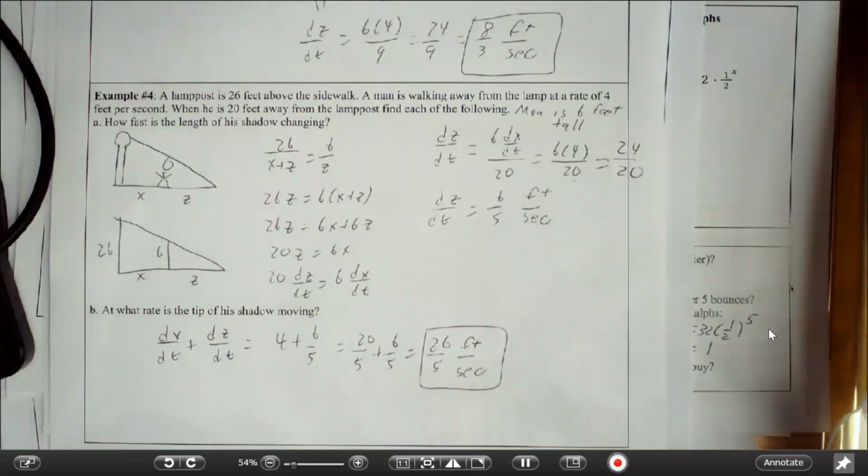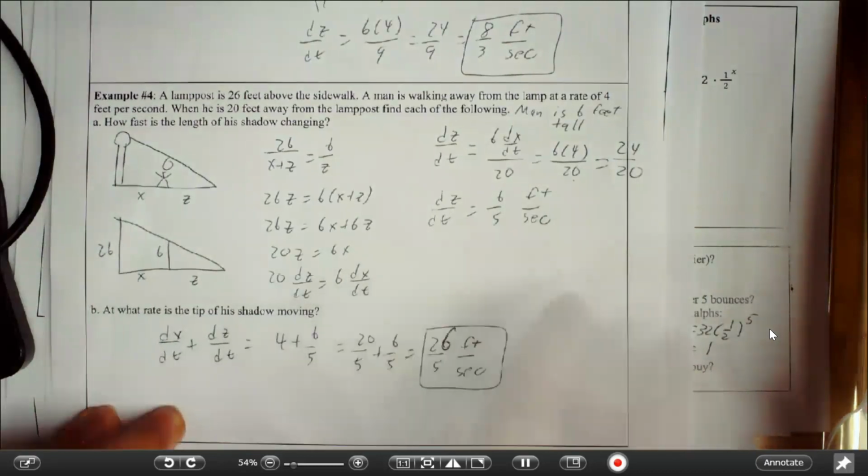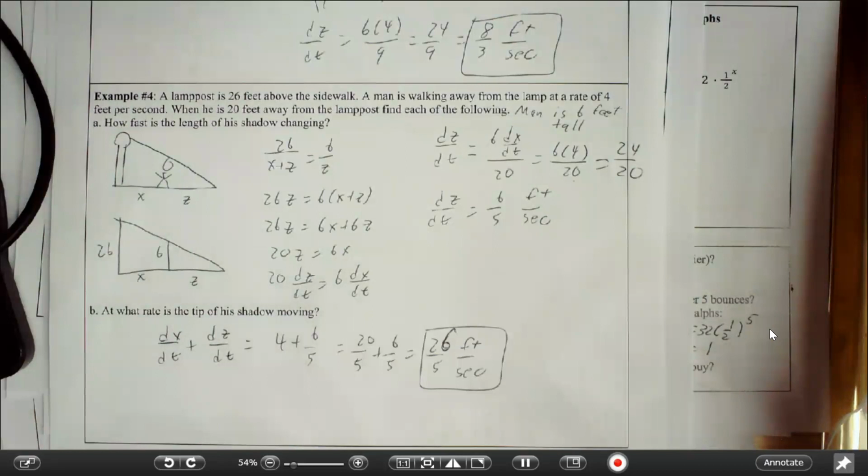So that tip, we are just going to add 4, which is our dx dt, and our 6/5, which is our dz dt. And then obviously, if I'm going to make it into fractions, 4 is really 20/5. I get 20/5 plus 6/5 is, and the final answer is 26. I know I was doing this really fast during our meeting this morning. It's 26/5 feet per second. Well, 4 with a denominator of 5.